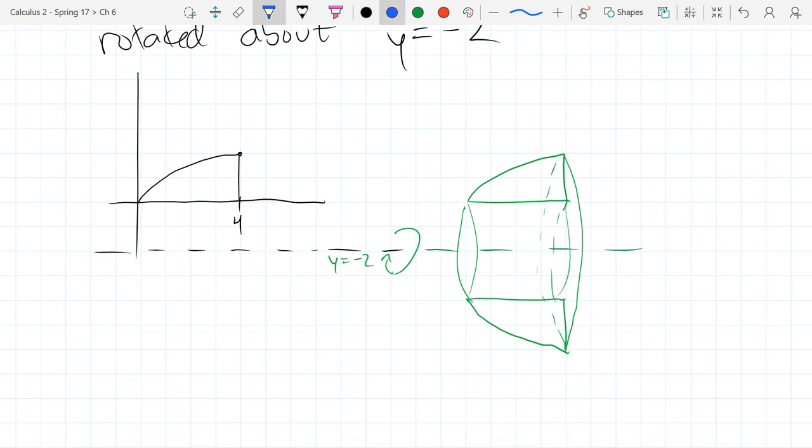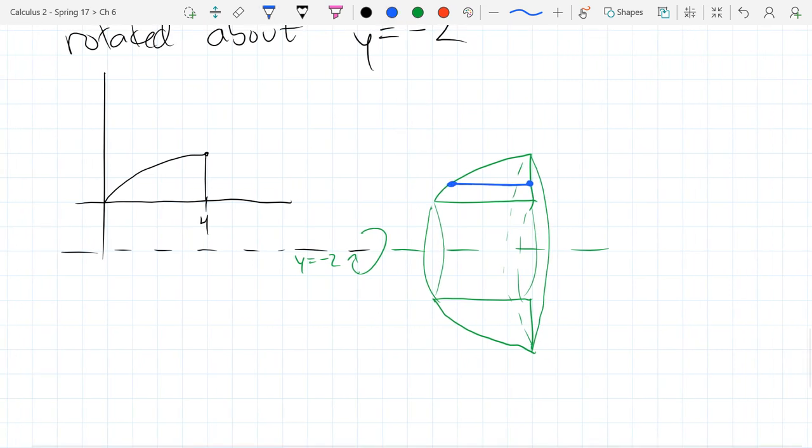How do my cross sections go in my solid? Horizontal. They go horizontal, so they're parallel with our rotation axis. I'll draw one cross section in blue, and now I'm going to redraw what the cross section revolves into.